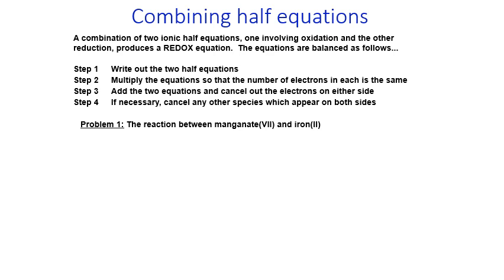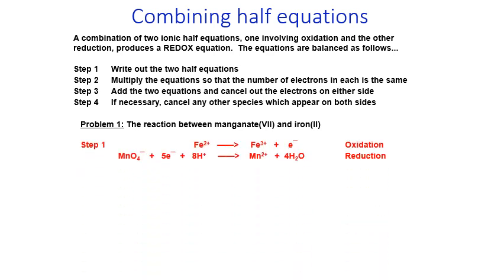Okay, so let's do an example here. The reaction between manganate 7 and iron 2+. We've already looked at this equation. So the oxidation step is going to be iron 2+ going to iron 3+ plus an electron. And the reduction step is permanganate gaining 5 electrons plus 8 protons to give manganese 2+ and 4 water. So on the top we have 1 electron, on the bottom we have 5 electrons.